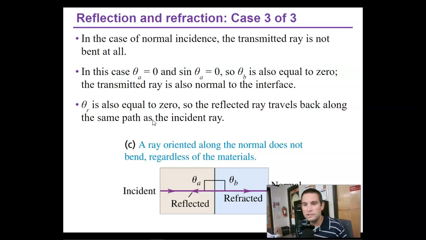In the case of normal incidence, the transmitted ray is not bent at all. In this case, theta a equals 0, and sine theta a equals 0. So theta b is also equal to 0. The transmitted ray is also normal to the interface. The reflected angle is also equal to 0, so the reflected ray travels back along the same path as the incident ray.